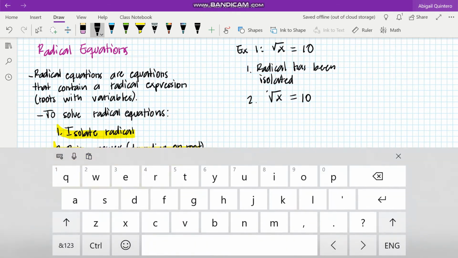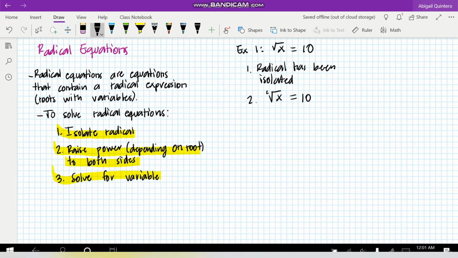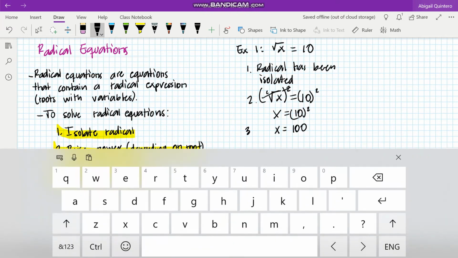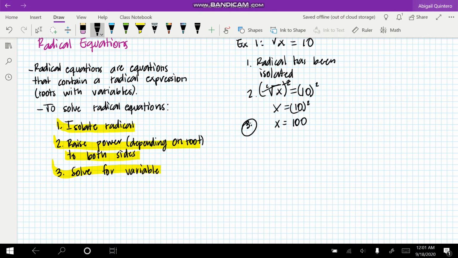So this root is a square. Whenever we want to have a number squared, it has a root of 2. So then we're going to do a power of 2 on both sides of the equation. So this and this go away, and we end up with x equals 10 to the second power. So x equals 100. And then that is the solution for this particular problem.